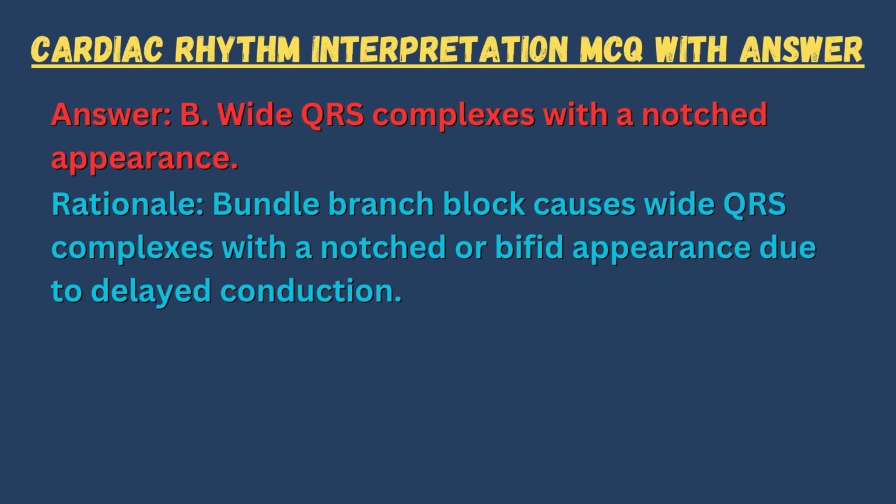Answer: B. Wide QRS complexes with a notched appearance. Rationale: bundle branch block causes wide QRS complexes with a notched or bifid appearance due to delayed conduction.